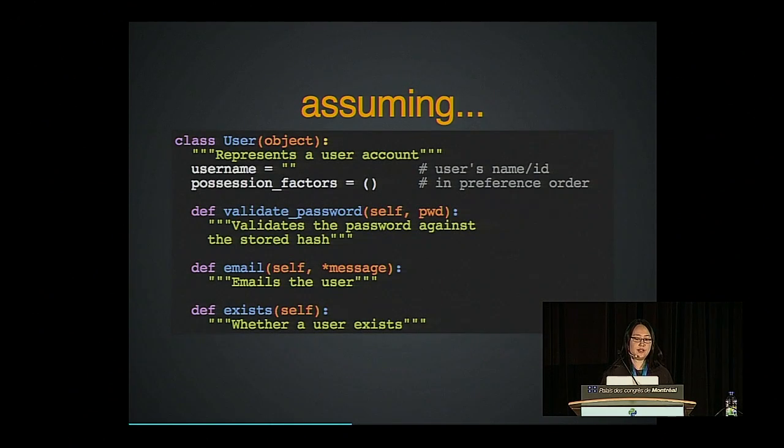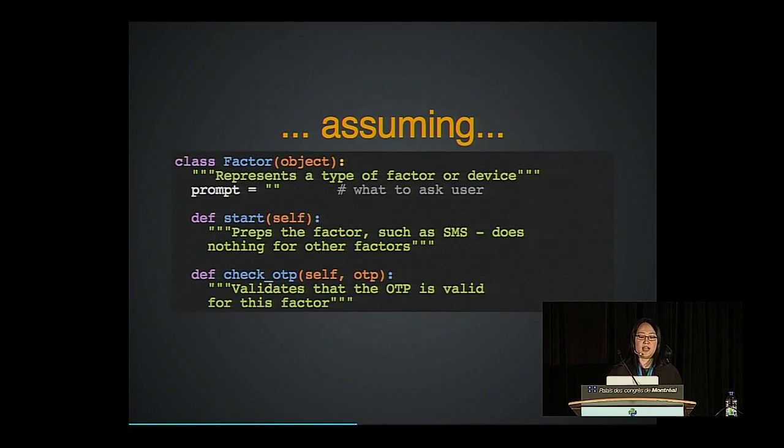The next few slides are going to assume a user model that looks something like this. It has a collection of possession factors in order of preference of Alice because Bob would like to support backup devices in case Alice loses her preferred device, which would be the first factor in the collection. All of Bob's factors will have this interface: a function to check whether an OTP is valid, a start function, because some factors require setup before every OTP, that does the setup, and the prompt is for later when Bob has to ask Alice for her OTP.